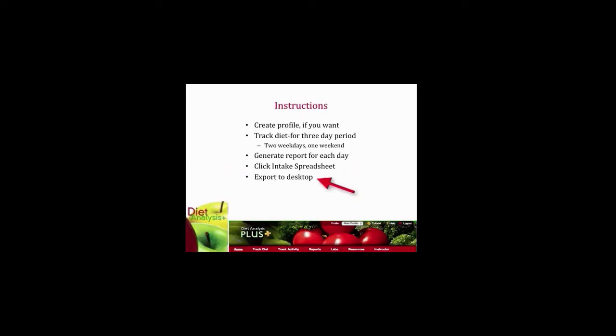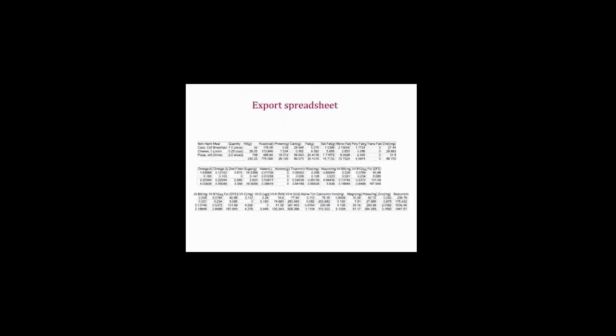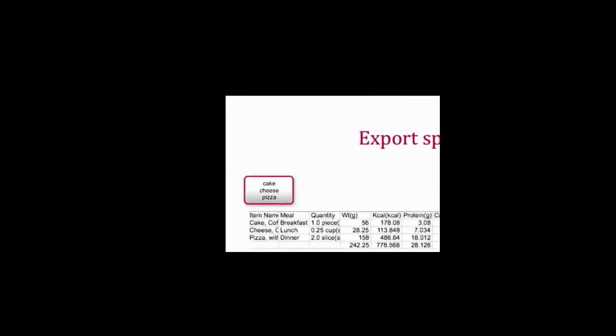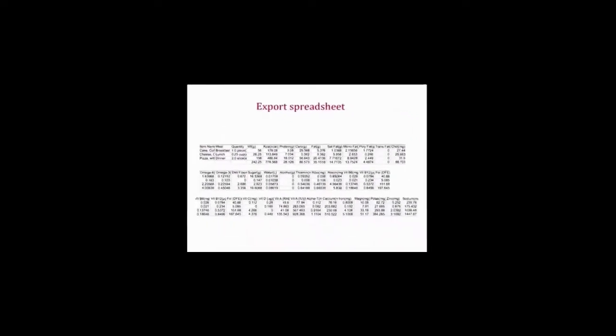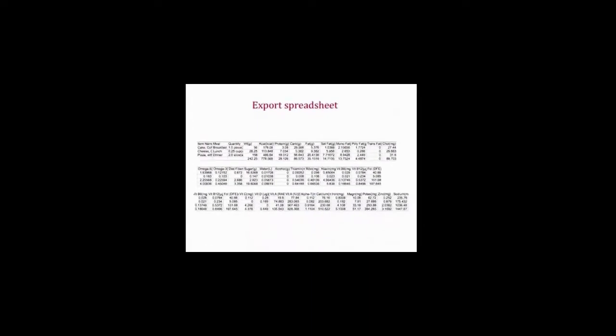I'm going to show you in a second all the information this program provides you, and then I will show you what I am interested in this semester. Please only hand in the information that I'm looking for. Here's an example of all the information that's provided on this spreadsheet. I just kind of wrote in cake, cheese, and pizza because it was the first thing that came to my mind. So you have the item, the meal, the quantity.